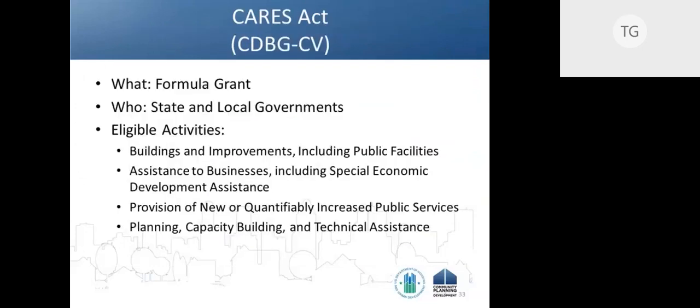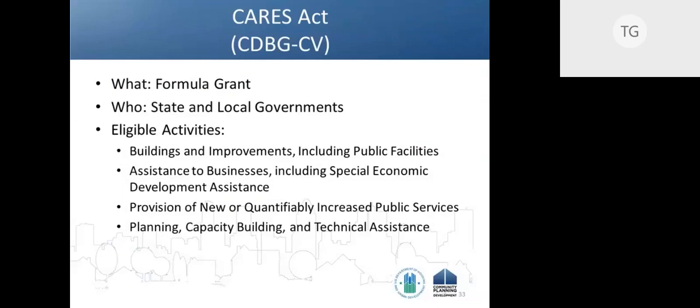CARES Act provides a great deal of flexibilities to states and local governments for the CDBG-CV program. The eligible activities are buildings and improvements, including public facilities, assistance to businesses, special economic development assistance, provision of new or quantifiably increased public services.